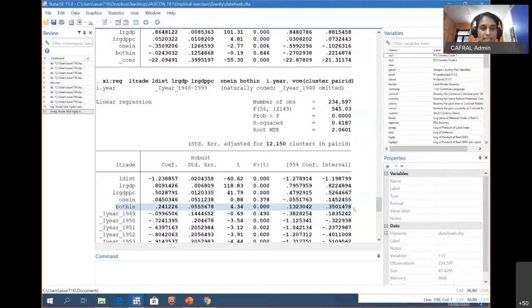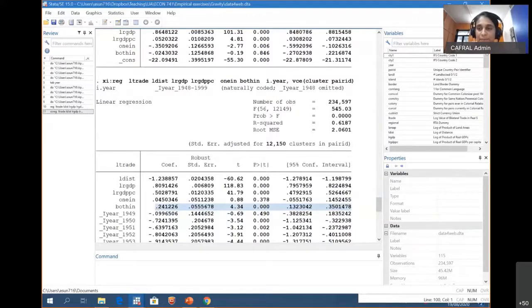So what this is saying is, once I have improved my data set, my estimation a little bit, so I included these year dummies, I used all the data that I have, I find that both in is actually positively related to trade, right? So membership to the WTO by both countries is good for trade. Okay.